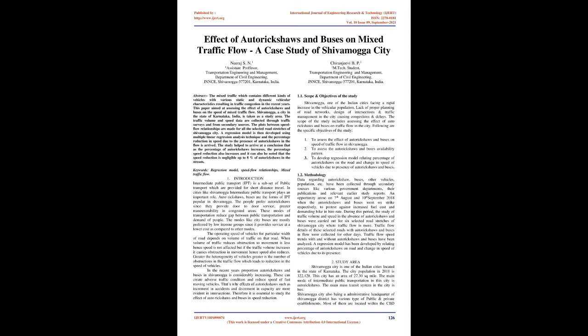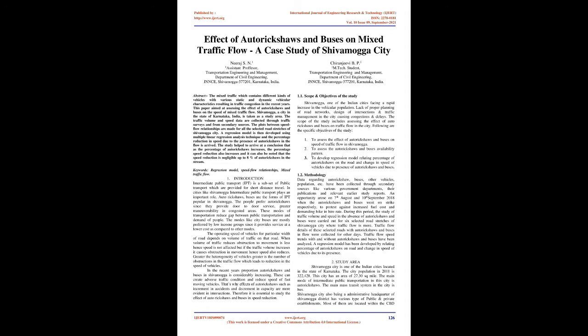Modes like city buses are mostly preferred by low-income groups since they provide service at a lower cost as compared to other modes. The operating speed of vehicles for a particular width of road depends on the volume of traffic on that road. When the volume of traffic reduces, obstruction to movement is less, hence speed is not affected, but if the traffic volume increases, it causes obstruction in movement, hence speed also reduces.